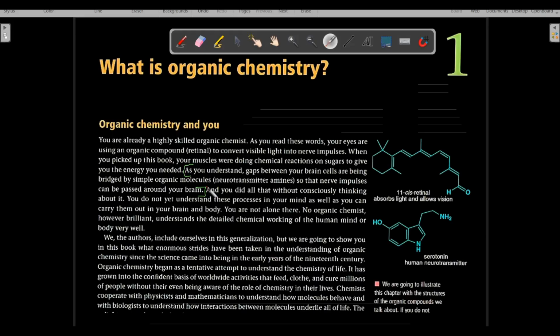So the nerve impulses are being passed around your brain with the help of neurotransmitter amines, and they fill up the gaps between your brain cells. One example of a human neurotransmitter has been given here, serotonin. It is a human neurotransmitter. This is the structure of serotonin. It has been given over here. So serotonin is a kind of human neurotransmitter that is involved in the chemistry of the brain, in how the nerve impulses are passed in the brain. It is involved in that particular reaction.